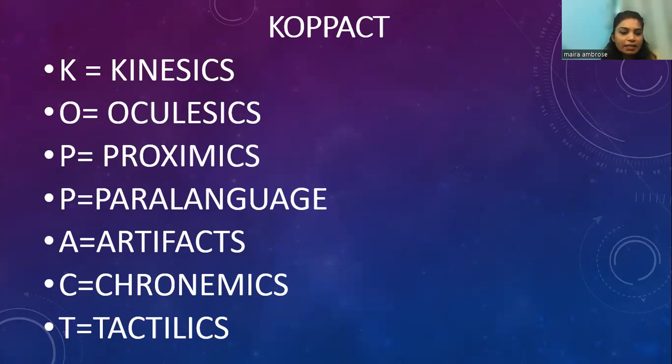Now, chronemics is something which means how humans communicate in terms of time, how we use our time. Chronemics is the study of using time.